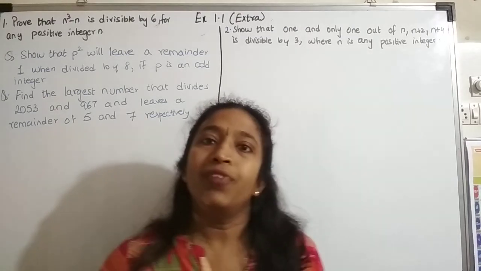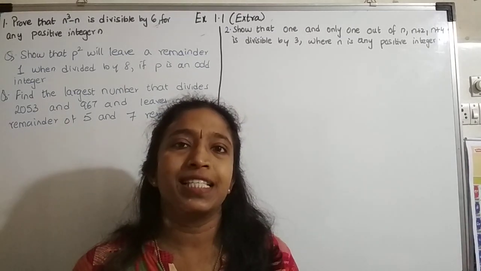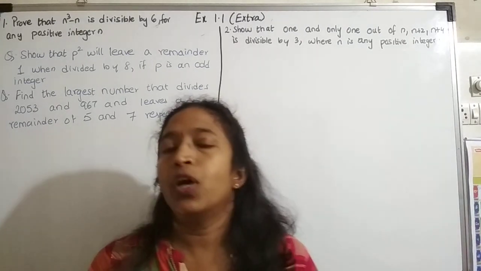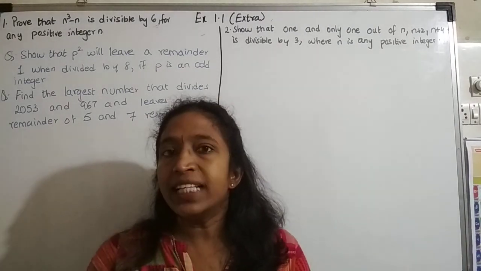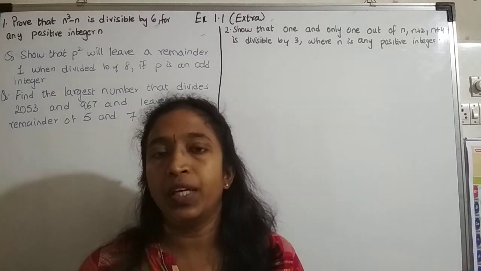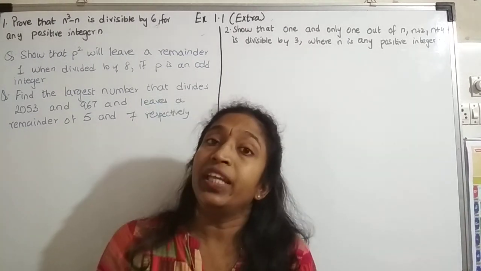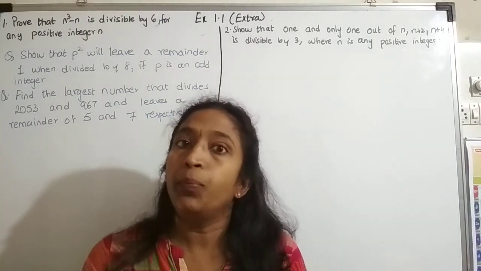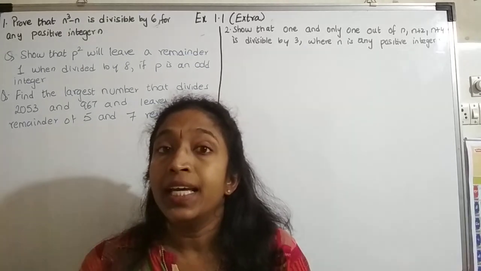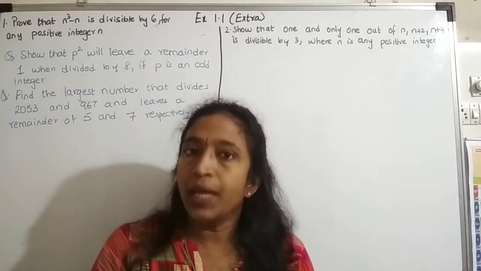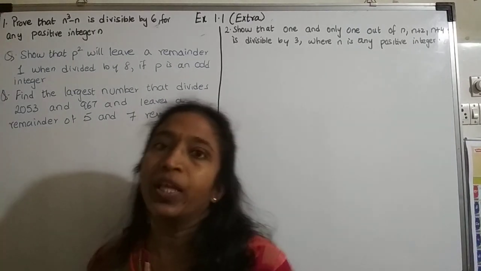Hello students, we are going to solve extra sums of exercise 1.1. We are already familiar with HCF and we have also proved using Euclid's division lemma that the square of any positive integer is in the form of 3m or 3m plus 1, and the cube of any integer is in the form of 9m plus 1. In that case we have taken the divisor b as 3, the multiple of 9, and we proved it very easily, correct? On the same lines, we will prove some more extra sums.